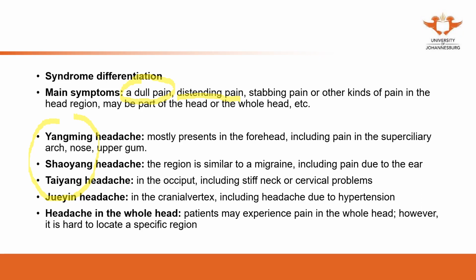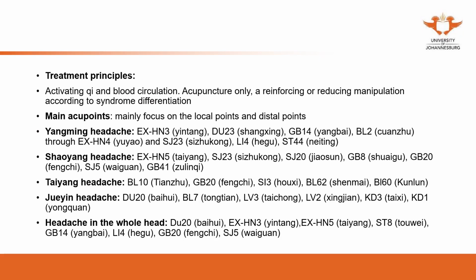So in this situation, you can differentiate from qi and blood. The treatment principles will focus on activating qi and blood circulation, or nourishing in case of malnourishment. For activating qi and blood circulation, we use acupuncture, reinforcing or reducing according to the syndrome. We will use local points and distal points. These are the most common principles that we can apply.